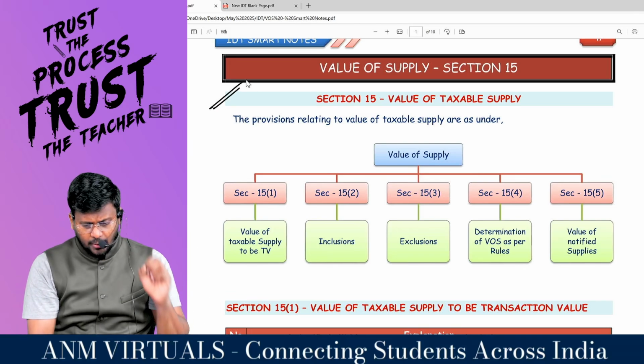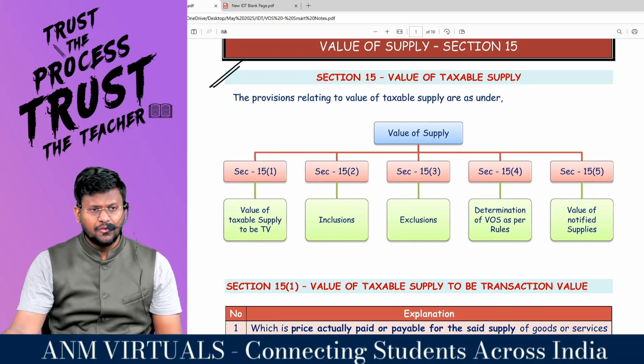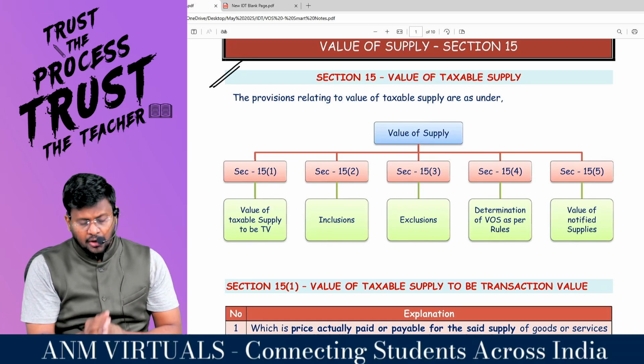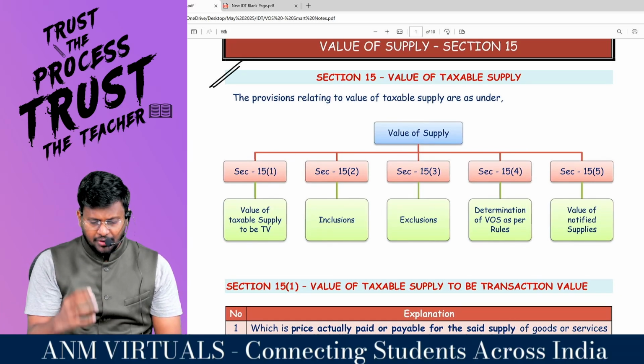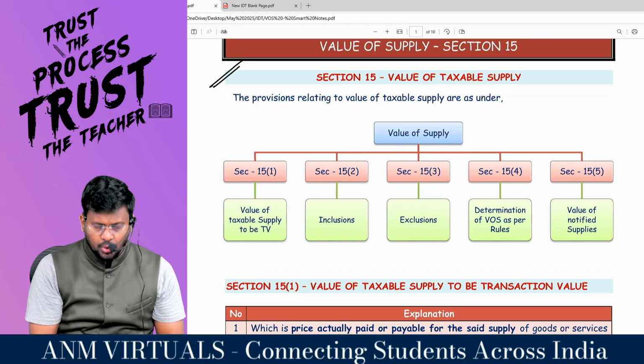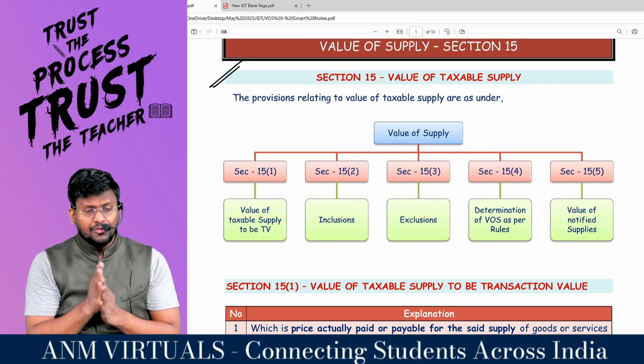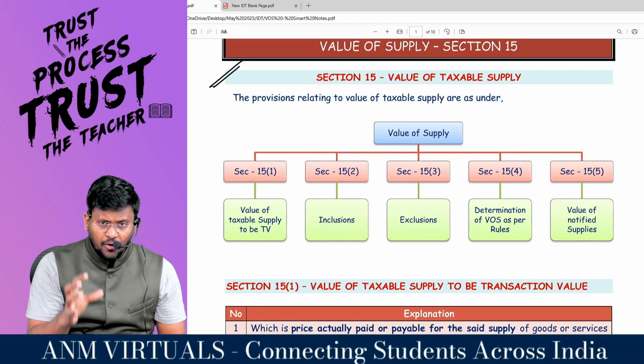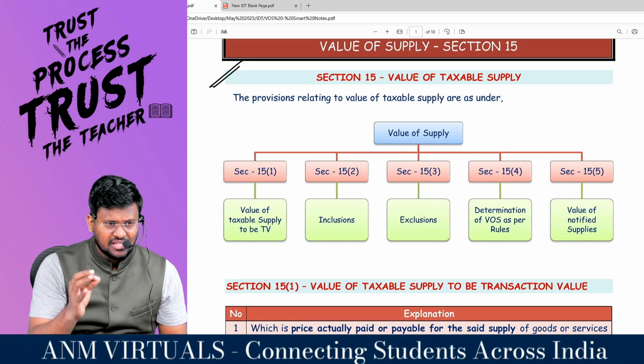Provisions relating to the value of supply are as follows. Section 15 is classified into 5 categories: 15 subsection 1, 15 subsection 2, 15 subsection 3, 15 subsection 4, 15 subsection 5. 15 subsection 1: value of taxable supply to be the transaction value.